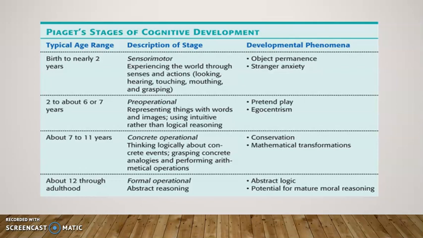In the sensory motor stage, we experience the world through senses and actions, putting things in our mouth. You see kids are always putting things in their mouth, touching things. The developmental phenomenon is object permanence, which means that even if something is no longer in the child's line of sight, they still know it to be there. This is why kids develop stranger danger: they know that mom should be here, but she's not here, and they're looking for mom.